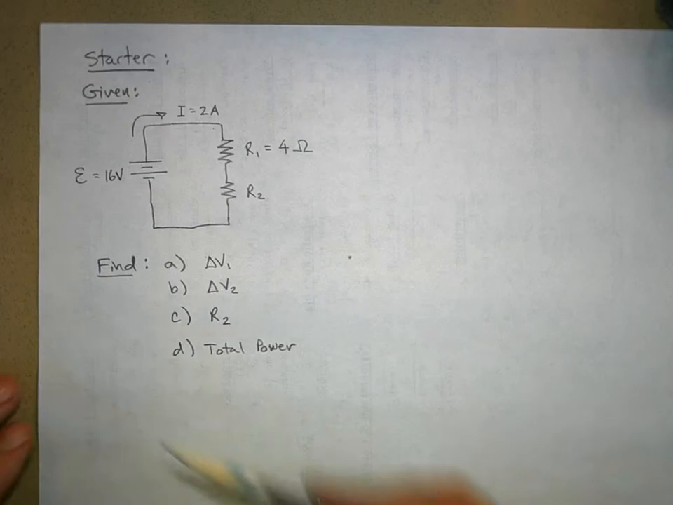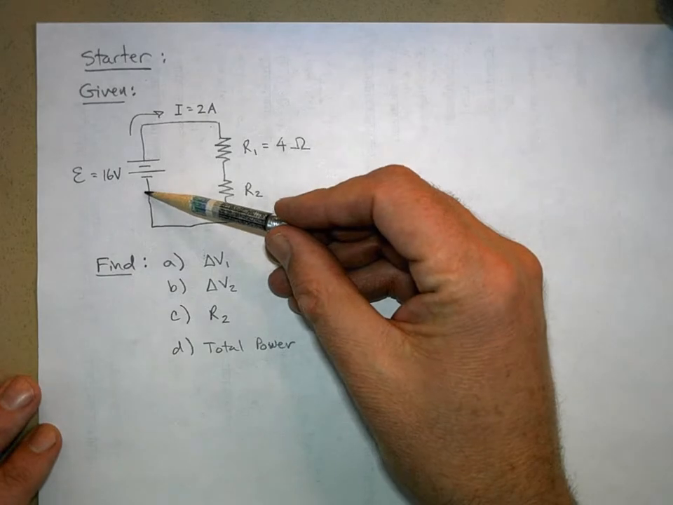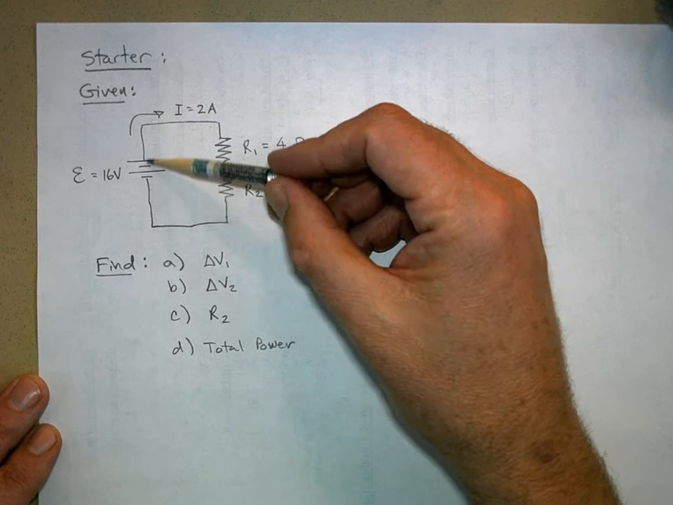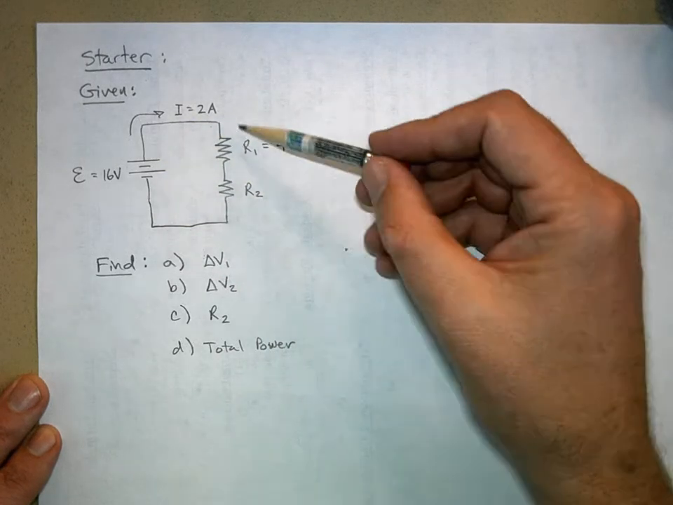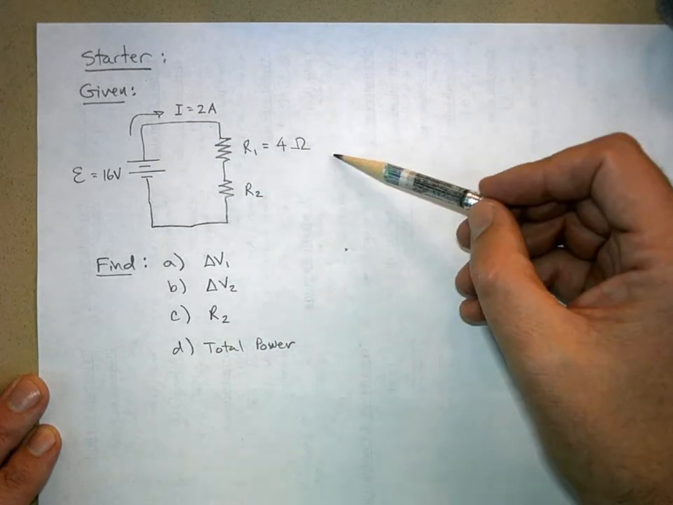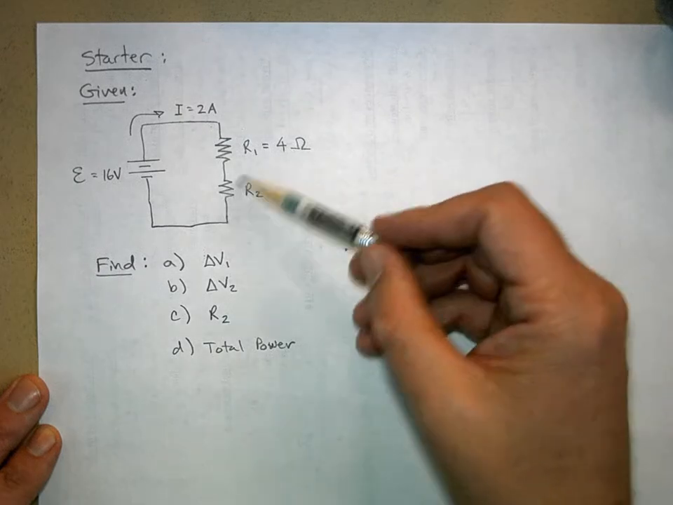All right, so here's the starter. We've got a 16-volt battery, and it's pushing 2 amps of current through 2 resistors. One of the resistors we know is 4 ohms. The other one we don't know.